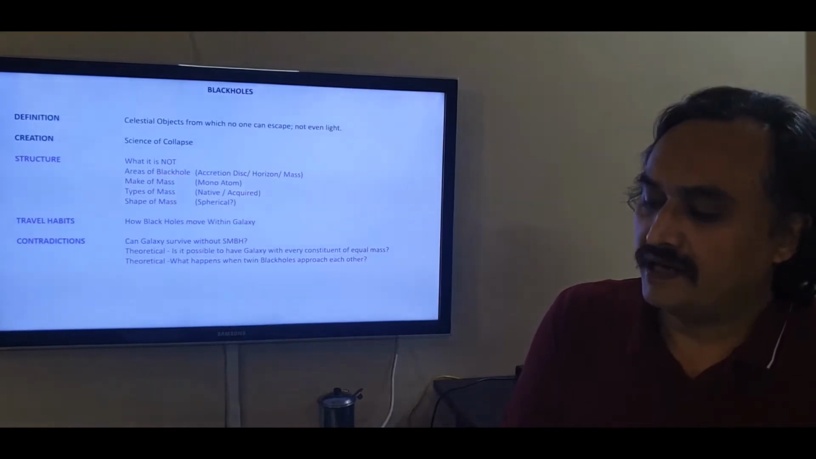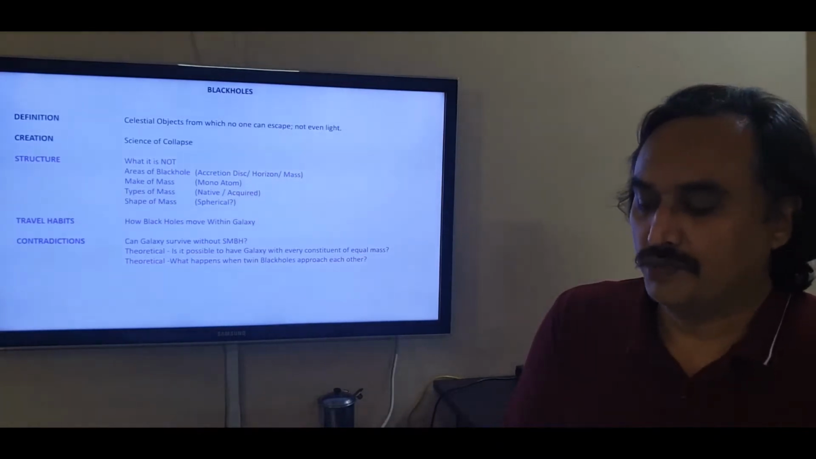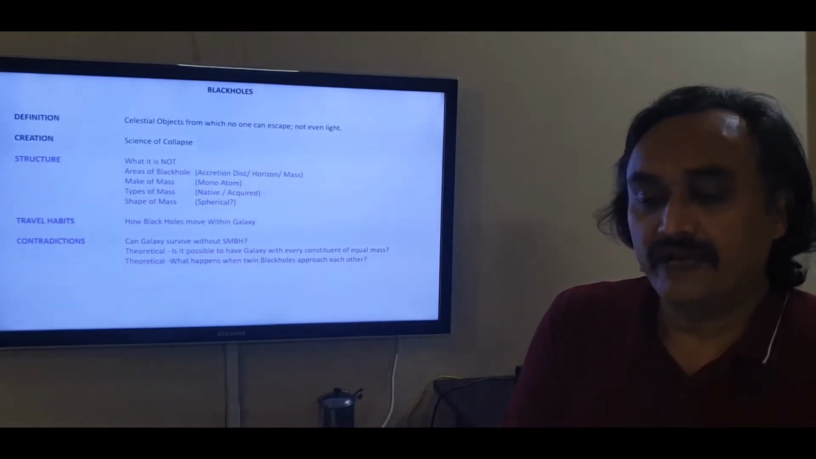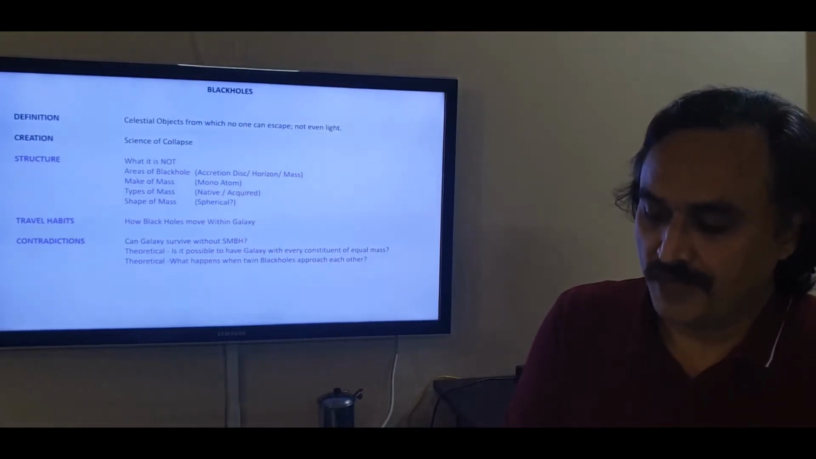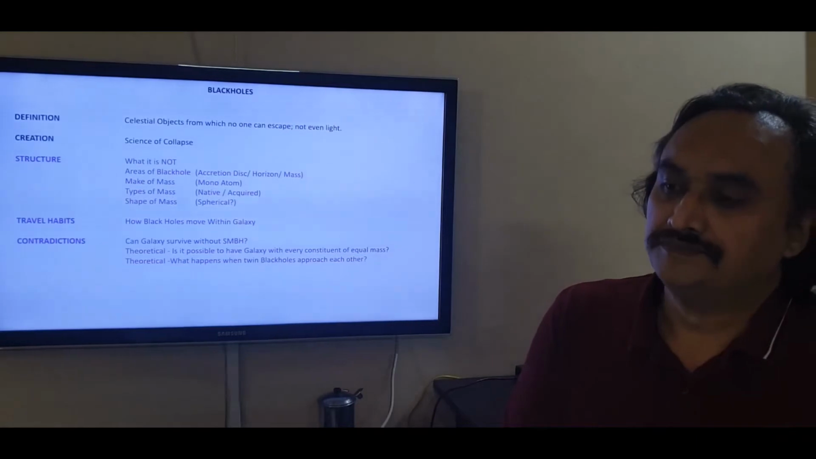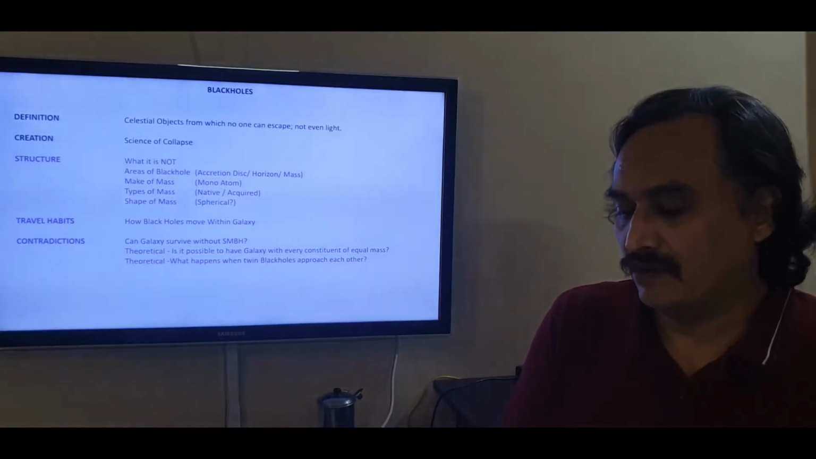And then we will try and address a few contradictions. Generally it is said that a galaxy cannot survive without a supermassive black hole at the center. The very existence of the galaxy itself is because of the supermassive black hole. But we will try and prove that a galaxy can survive without a supermassive black hole. Even if it is not there, it can still survive.